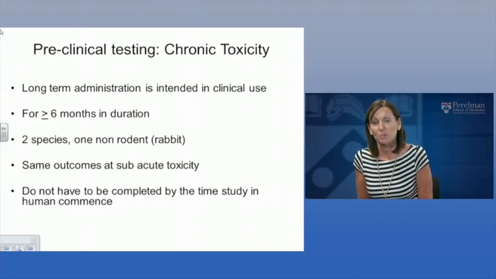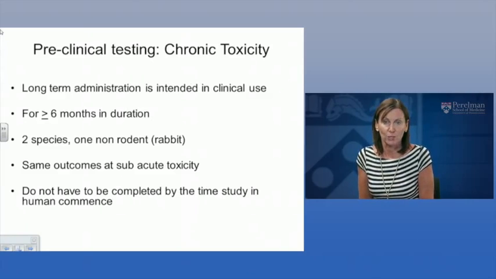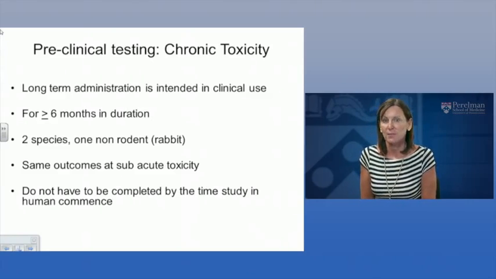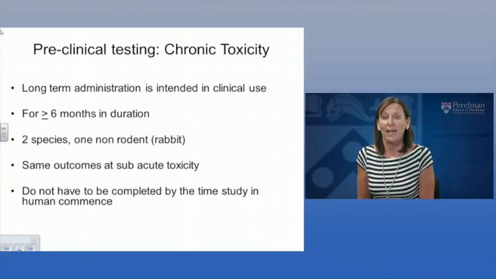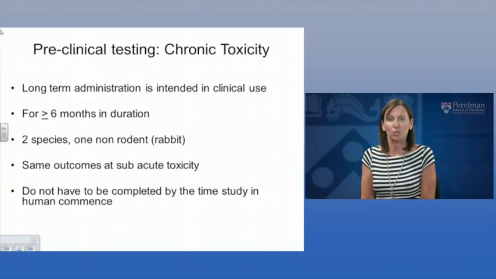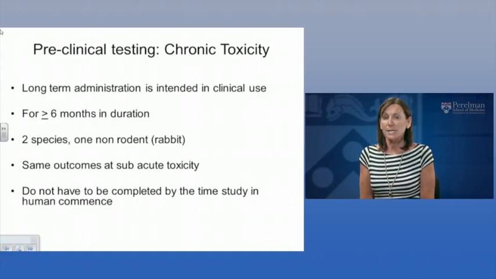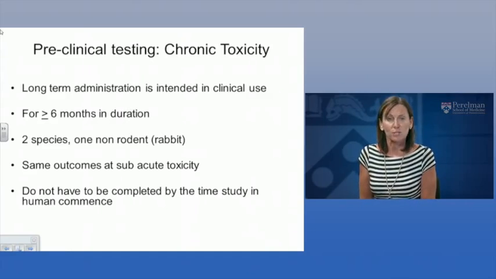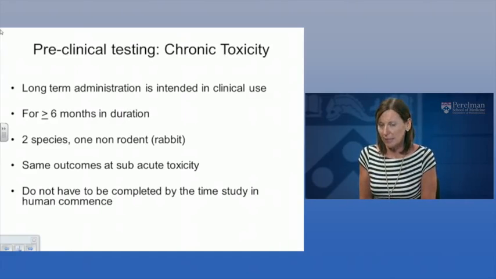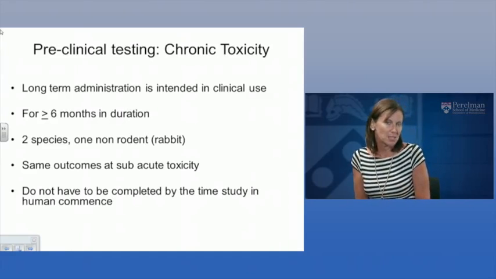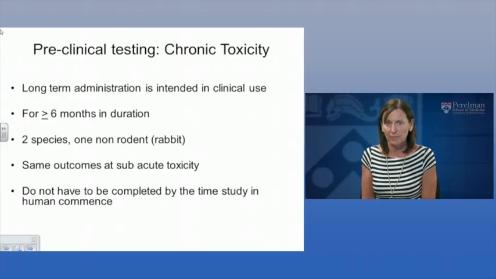These are also done in 2 species, one of which would be a non-rodent, and the rabbit is most commonly employed for the chronic toxicity studies. The same outcomes, exactly the same outcomes as the subacute toxicity. The purpose is the same, you're trying to do the same thing. You want to characterize the PK profile in the chronic setting. You want to try and get a better sense of the mechanism of drug action. You want to try and get a better sense of the dose response, particularly as it relates to toxicity.